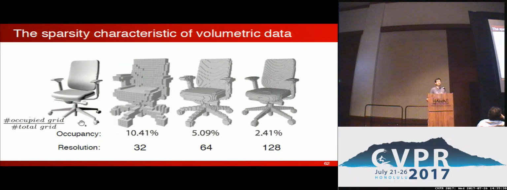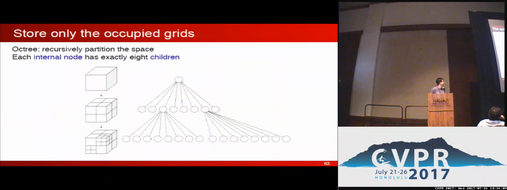Recently people noticed this issue, and there's a key characteristic of volumetric data, which is sparsity. When they increase the resolution of the 3D volumes, you can see very few voxels are actually occupied. That means if we apply 3D convolution on those voxels, most of the computation is wasted. So how can we deal with that issue so that we can scale up the 3D convolution to a higher resolution of 3D volumes?